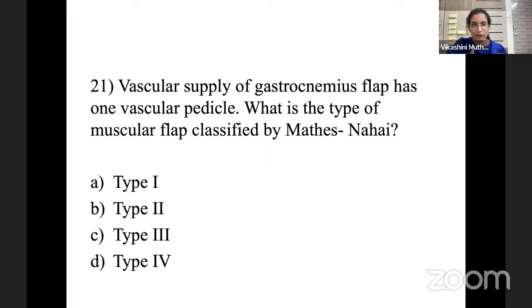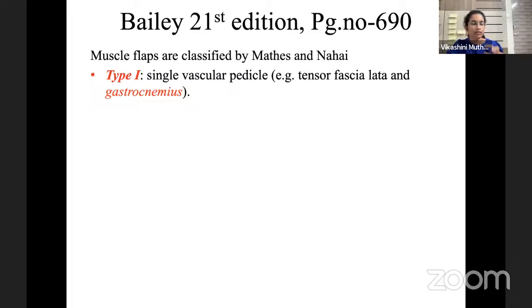The vascular supply of the gastrocnemius flap has one vascular pedicle. And what is the type of muscular flap classified by Mathis-Nahai? Whether it's type 1. So everything is being given in the question. The vascular supply of gastrocnemius is one vascular pedicle. And what is the type? The classification name is also given. That is the muscular flap classified by Mathis-Nahai. So Nahai-Mathis is for fasciocutaneous and Mathis-Nahai for the muscular flap. So we just need to know what is what, type 1, 2, 3, 4. So first I'll describe all this. It's Bailey 28th edition, on page 690, it's been given.